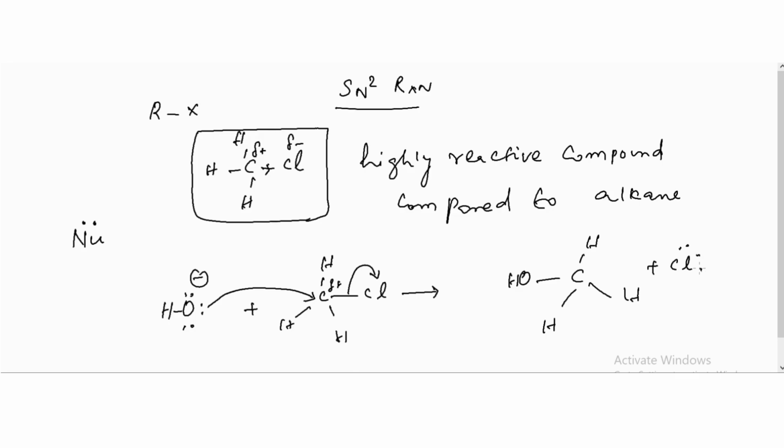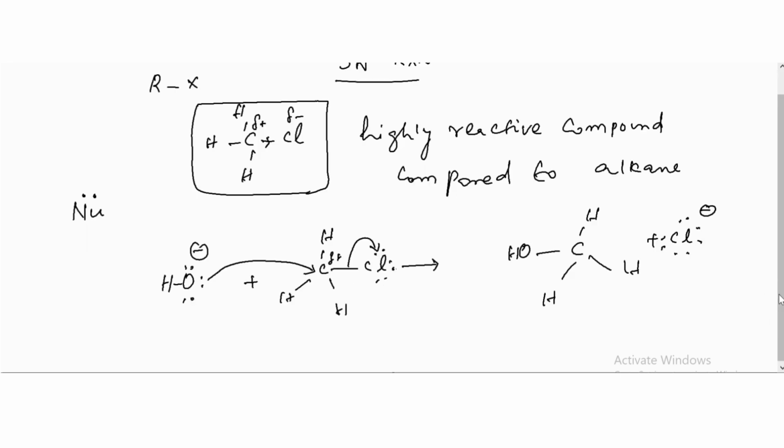So chlorine is already having 3 lone pairs of electrons, and this pair also goes along with the chlorine. Now it becomes a negative charge. So this is called a nucleophilic substitution reaction. This OH is a nucleophile and it has been substituted in place of the halogen. So this is called a nucleophilic substitution reaction.